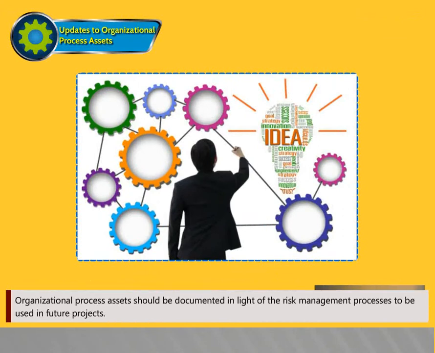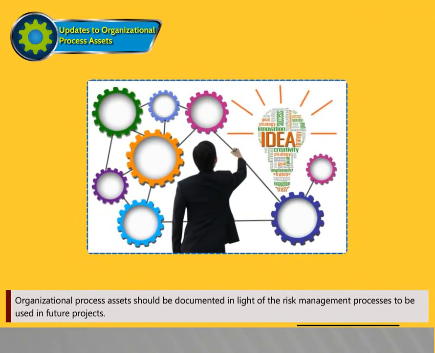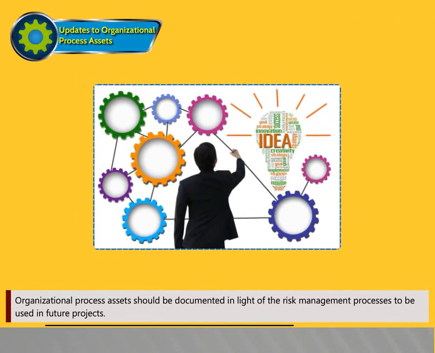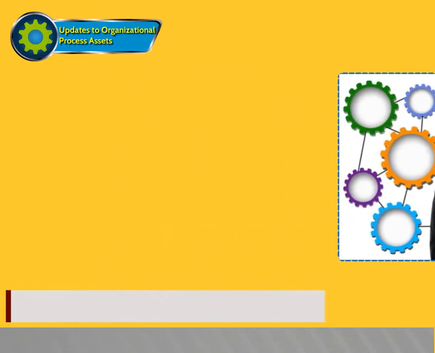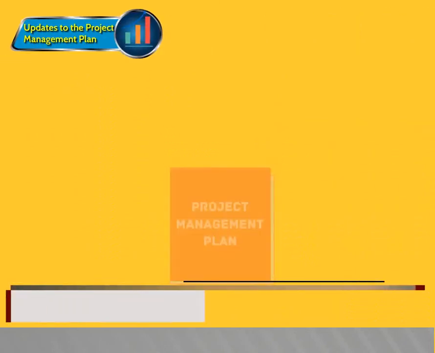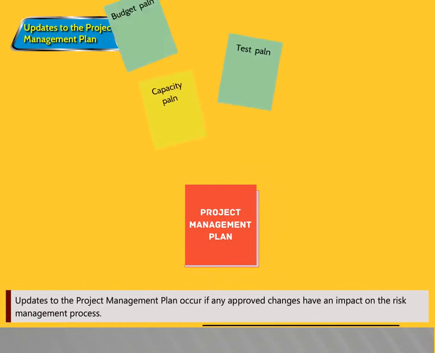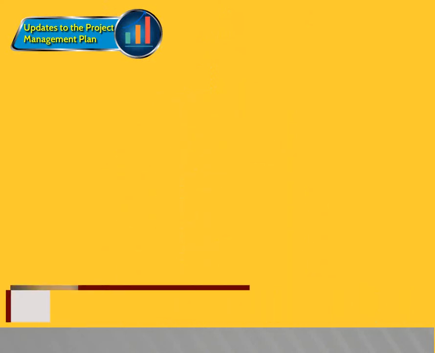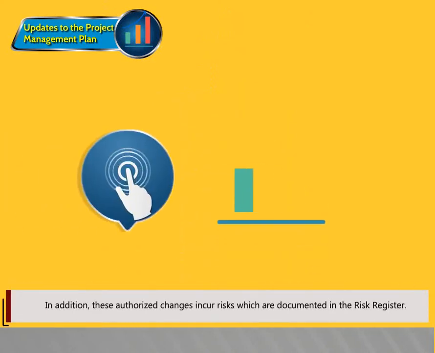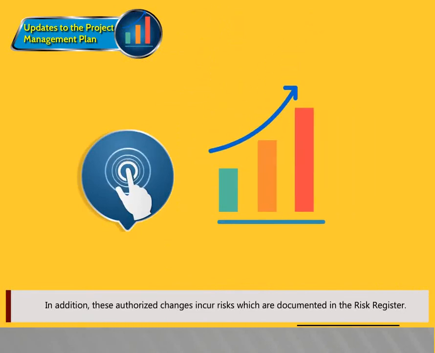Updates to organizational process assets. Organizational process assets should be documented in light of the risk management processes to be used in future projects. Updates to the project management plan. Updates to the project management plan occur if any approved changes have an impact on the risk management process. In addition, these authorized changes incur risks which are documented in the risk register.